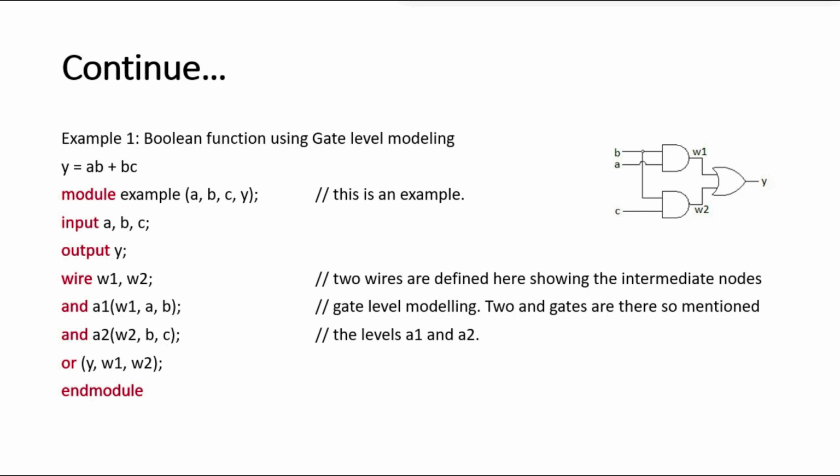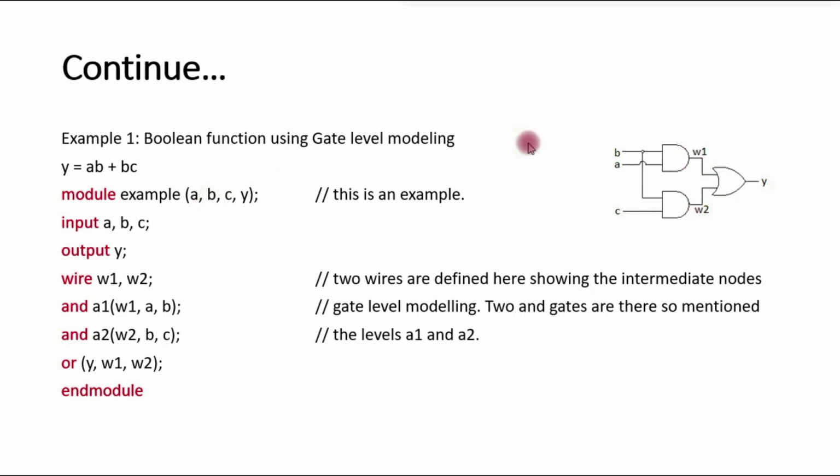A logic function is designed using gate level modeling. The logic function is AB plus BC, and the logic diagram is shown here. For implementing this Boolean function, we require 2 AND gates and 1 OR gate. Here the 3 inputs are A, B, C, and the 1 output is Y. And there are 2 intermediate terminals, and we have named these 2 terminals W1 and W2.